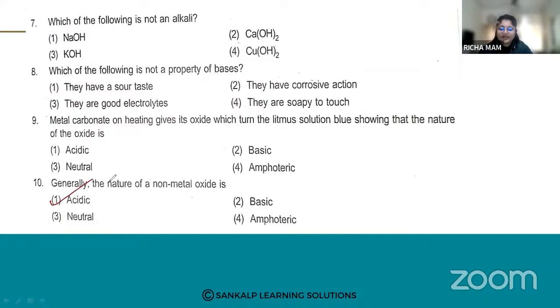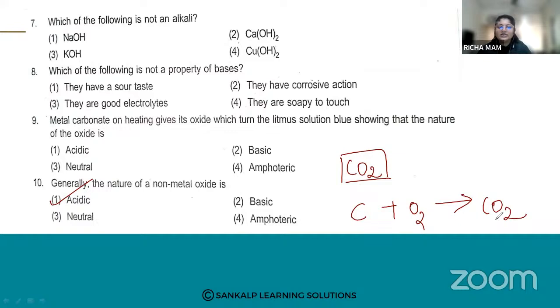So for example, if I take a non-metal oxide like carbon dioxide, how do you get this non-metal oxide? Carbon is a non-metal. When it reacts with oxygen gas, you are going to get carbon dioxide, right? This carbon dioxide is acidic in nature, and it is a non-metallic oxide. So option number one is the correct answer. Okay, let us go for the next one.